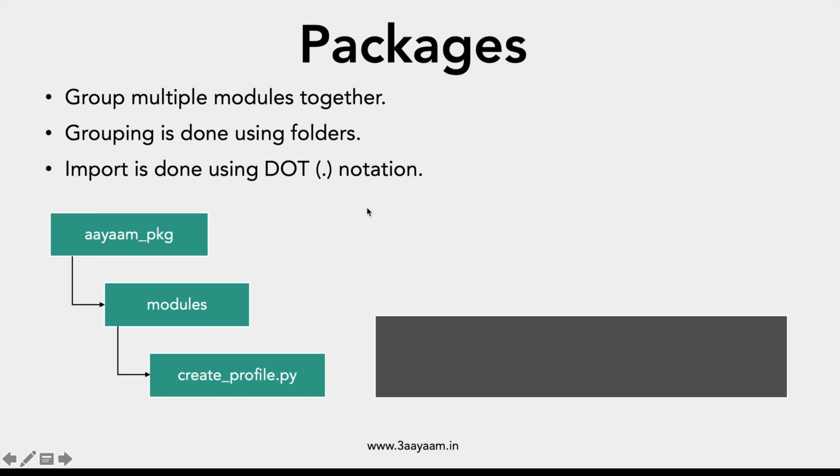Now let's say I write another program and I have to import create_profile.py. How do you do that? I use the dot notation. So import iam_package, which is the first folder, dot modules, which is the second folder, and then create_profile, which is actually the module. The name modules here is just a folder name. This is not actually a module. Here, create_profile.py is actually the module, and that's what I'm importing.